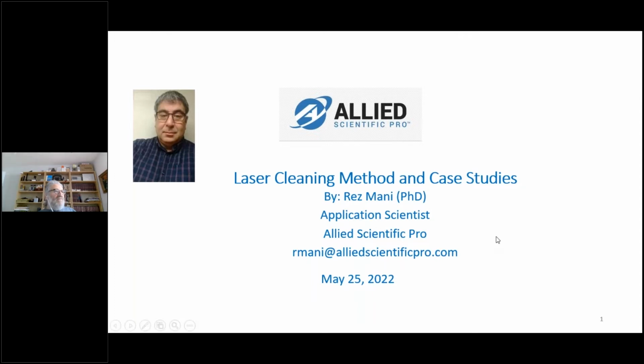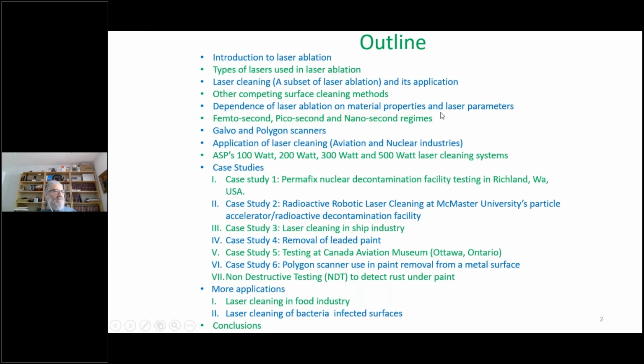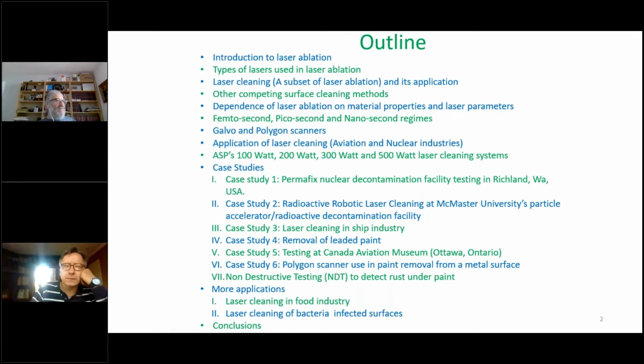So without further ado, let's go into the outline of the talk. There's a long list here. We may not be able to cover everything, but we will do as much as we can. So I'll introduce the laser ablation process, which is a more general method, and laser cleaning would be a subset of laser ablation. There are maybe many different subsets like laser drilling, scribing, cutting, and laser ablation is only one of those.